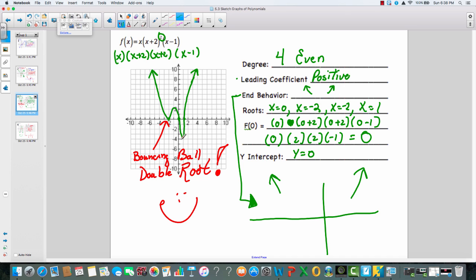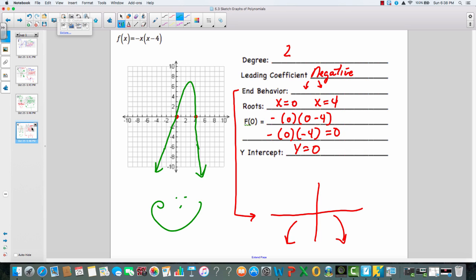It has to turn around to get back up through this last root and exit according to what we know the end behavior should be. Okay, the last example was pretty simple. It was a parabola. You know, if you distributed this, you'd get negative x squared plus 4x. And that's a second degree equation, which is even. The leading coefficient was negative. Therefore, that's our end behavior.